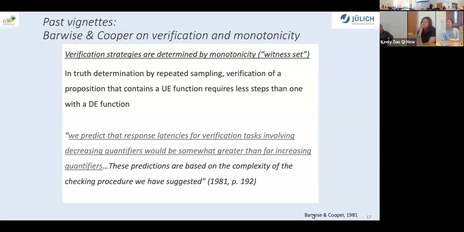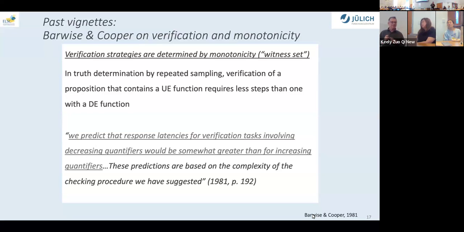40 years ago, you notice that they discuss witness sets, which is basically a sampling strategy. So how do you verify a sentence that's upward entailing? The claim is you look for a single instance in your scenario that makes it true. How do you falsify it? Well, that's a different story. But the point was that the sampling strategy they proposed, which they call the witness set strategy, is one that distinguishes very clearly upward from downward entailing sentences.